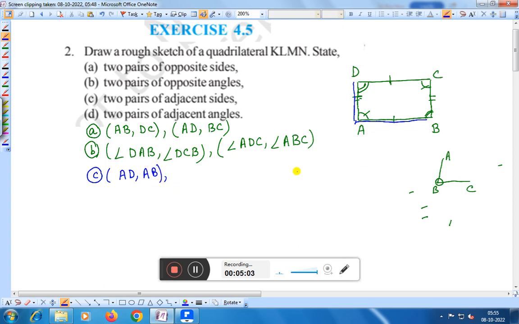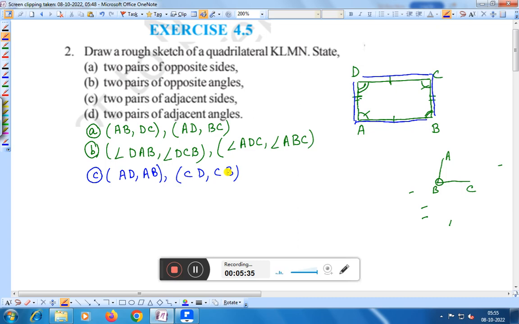Another one is you see that is DC and CB. Here you see DC or CD and CB. This one, right? Therefore, this is another adjacent side because C is common to both DC and BC, right? Another is CD and CB. These are the adjacent sides.